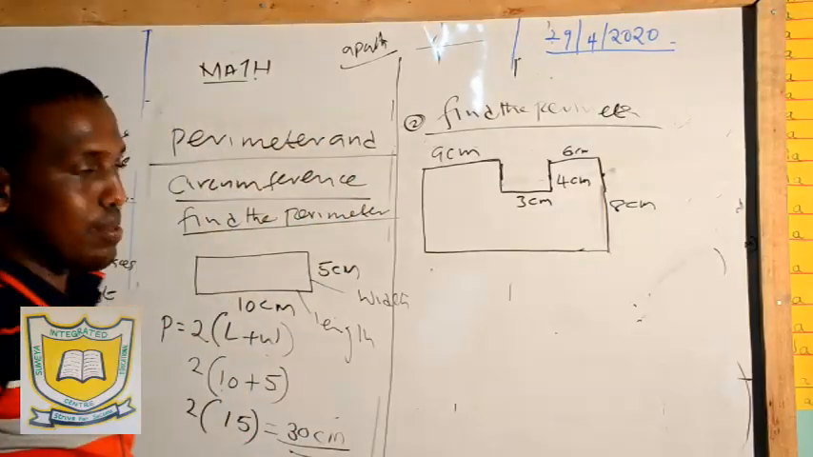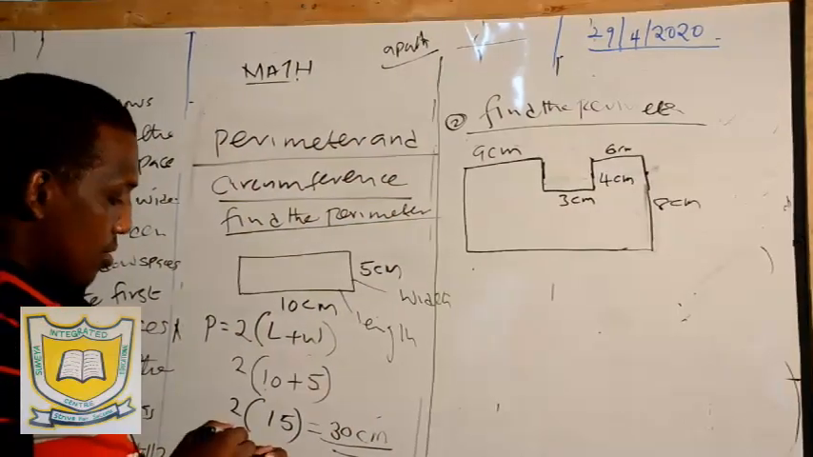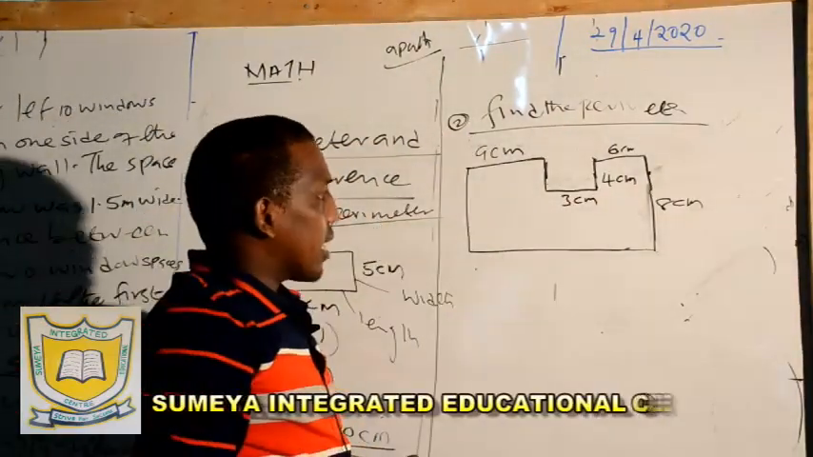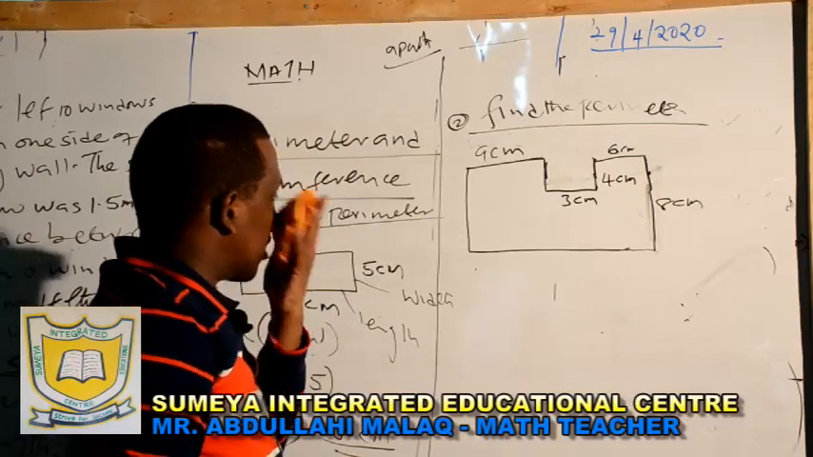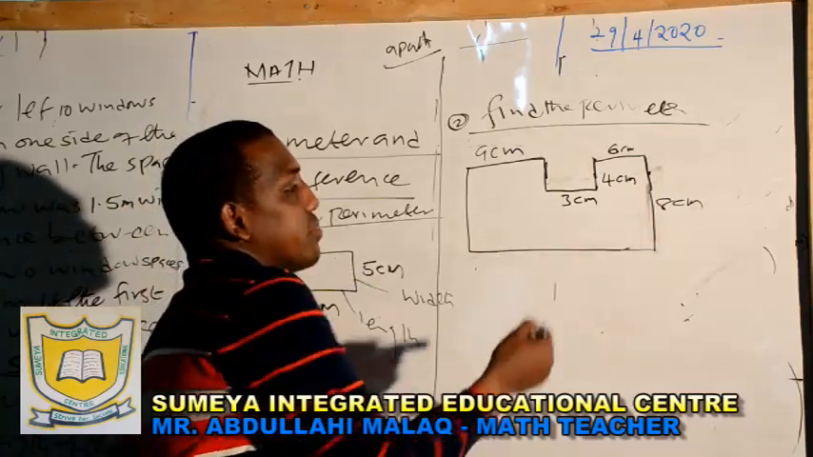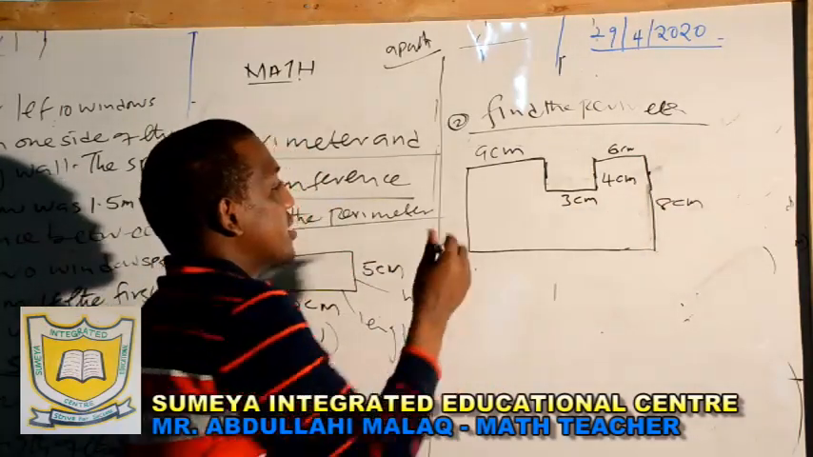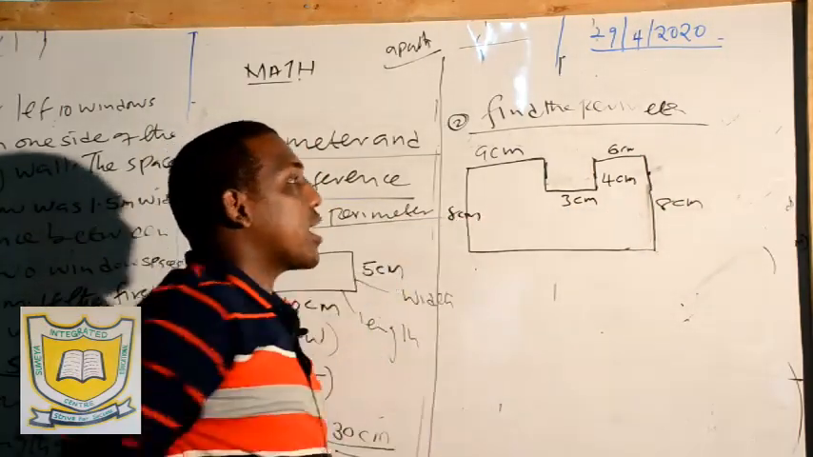Then you are told to find the perimeter of this figure. The distance all the way around the figure. So let us get now the distance all the way around the figure. So here is 8 centimeter. This side is 8 centimeter. This side will also be 8 centimeter.